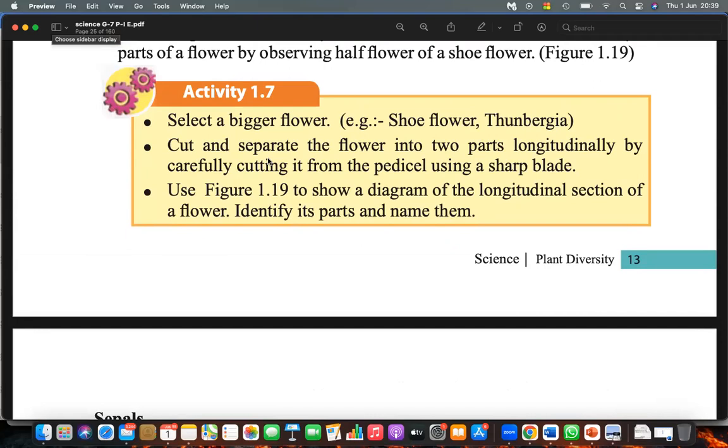But you know, plants are capable of asexual reproduction.